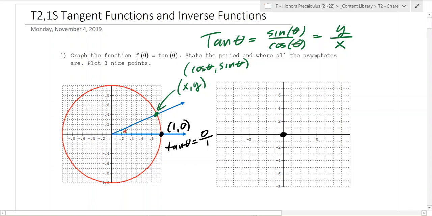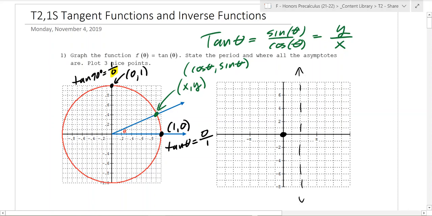So what's another nice point we could do? Well, we could do another nice point up here, and that's (0, 1). In that case, tangent of 90 degrees, or pi over 2, is going to be 1 over 0. Well, that's undefined. So that means there's going to be a vertical asymptote at 90 degrees. So at pi over 2, there's going to be a vertical asymptote because you're dividing by 0. So we can go over here and we know at pi over 2, there's going to be a vertical asymptote right there.